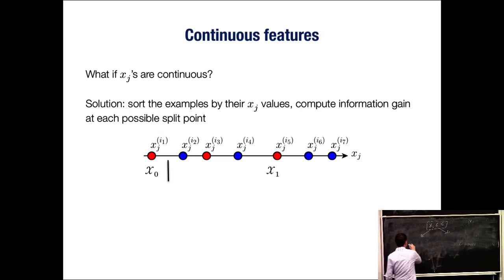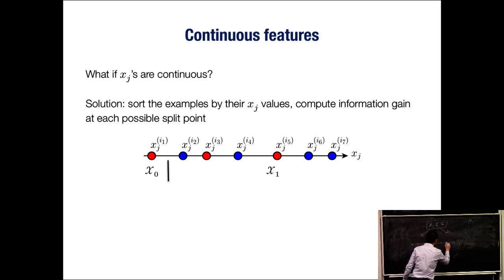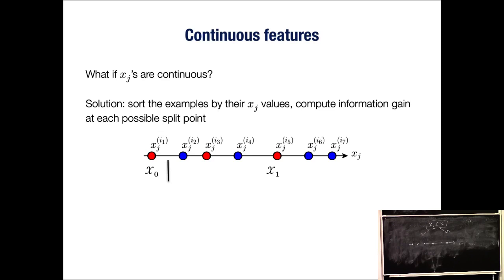So I have a line with a bunch of data points. They each have labels, so they can either be positive or negative, blue or red here. And I want to find what my threshold should be such that I minimize my loss.